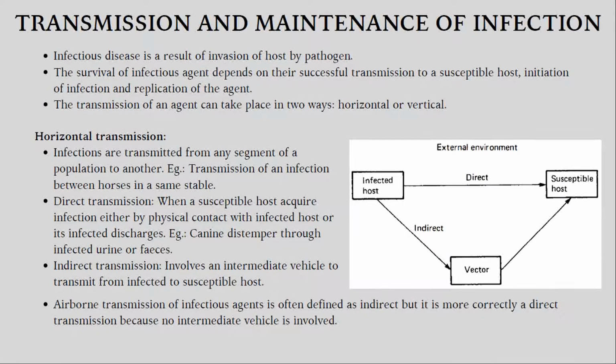And second is the indirect transmission, in which an intermediate vehicle is involved for the transmission of the agent from the infectious host to the susceptible host. Airborne transmission is generally known as indirect transmission, but more correctly it is a direct transmission, because there is no involvement of any intermediate vehicle.